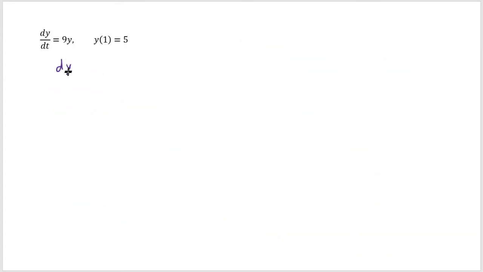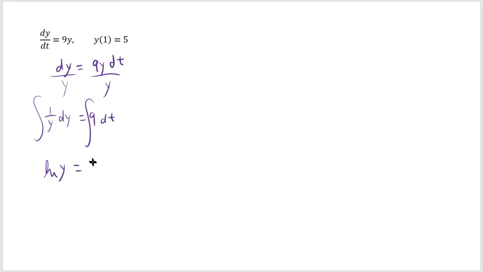Okay, let's do the same thing. This seems easier. Multiply by dt on both sides. And because dy is here, y belongs to the other side. So we're going to divide both sides by y, which gives you 1 over y dy equals 9 dt. Then integrate both sides. The integral of 1 over y is ln of y. 9 integrates to 9t, and then you put plus c on only one side.